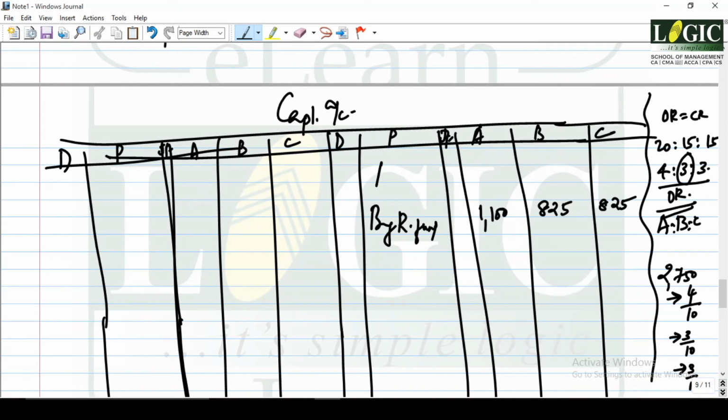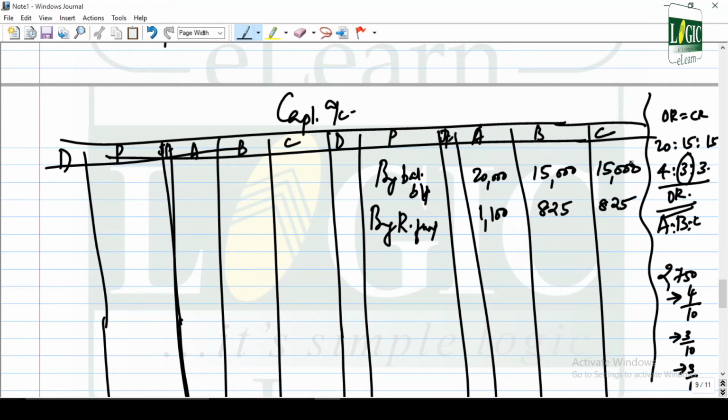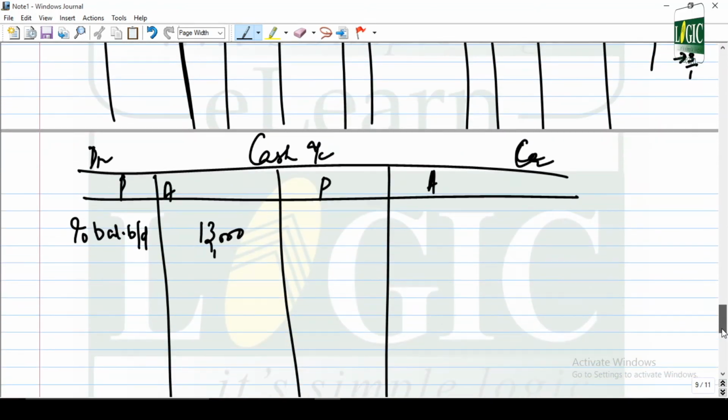Now balances of capital accounts are given by balance brought down. How much? 20,000, 15,000, again 15,000 is given to you. So far we have posted everything given inside the balance sheet. Now we move on to the adjustment items. We should see that each comes in two places.